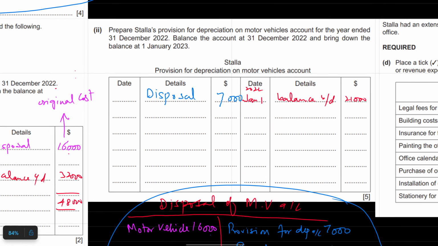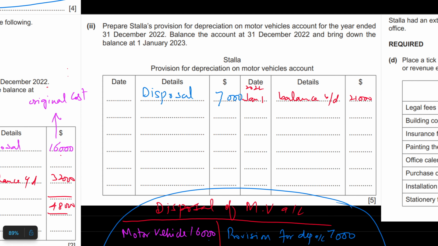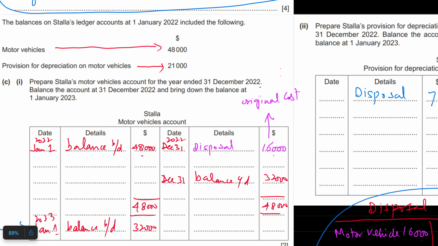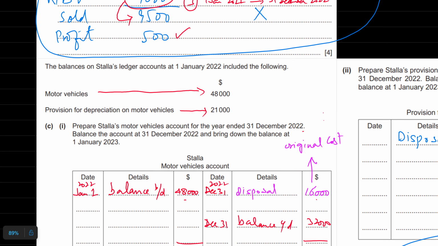Students, the question is not yet complete. The next part is, and that is the most difficult part, to calculate depreciation of current year. We will record depreciation of current year on the credit side named income statement, and this is calculated on the last day of the year. Now, how to calculate depreciation?